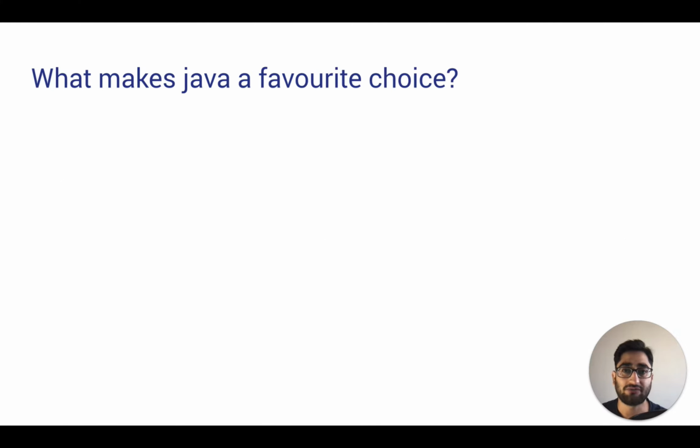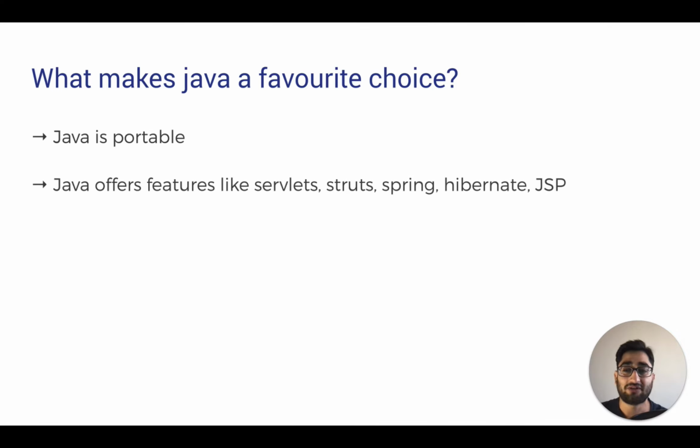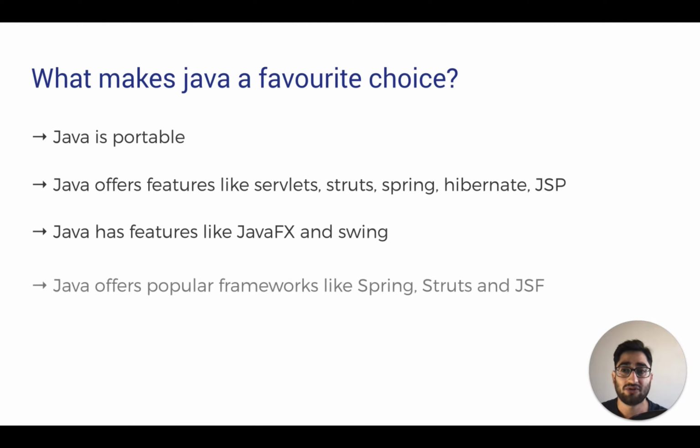What makes Java a favorite choice? The first reason is Java is portable, which means that you can write code on one platform and you can run it on different platforms at once. Java offers features like servlets, Struts, Spring, Hibernate, and JSP. Using these technologies, Java developers can build dynamic web applications. Java also has features like JavaFX and Swing. Java offers popular frameworks like Spring, Struts, and JSF. These frameworks speed up the process of development and save a lot of time for developers. So this is why people love Java and make it a favorite choice.